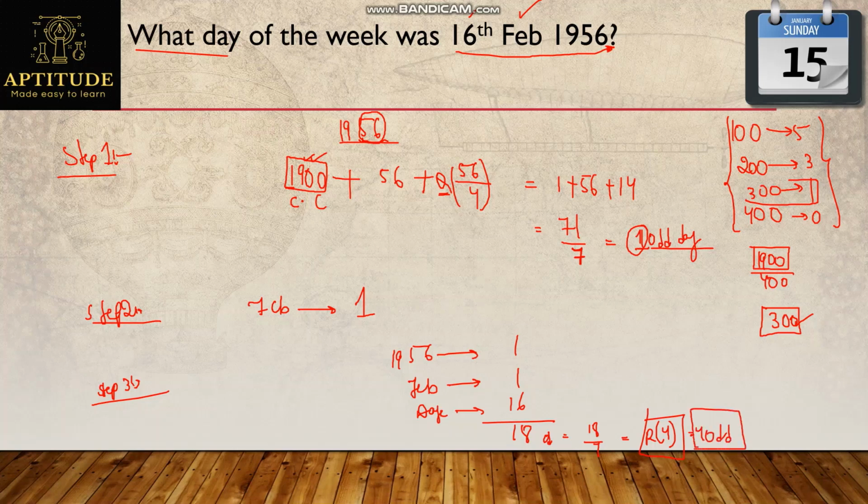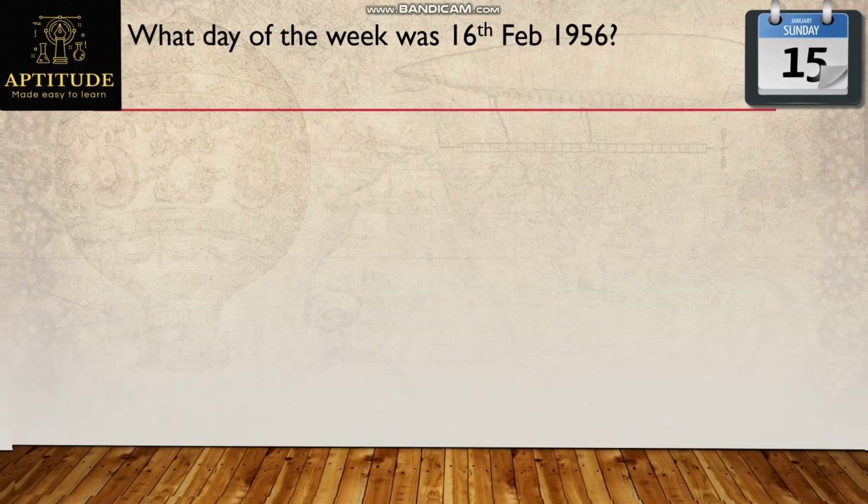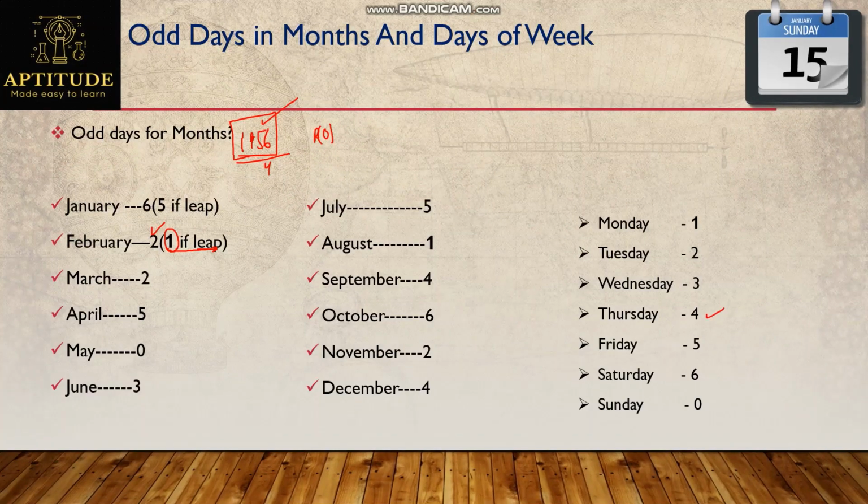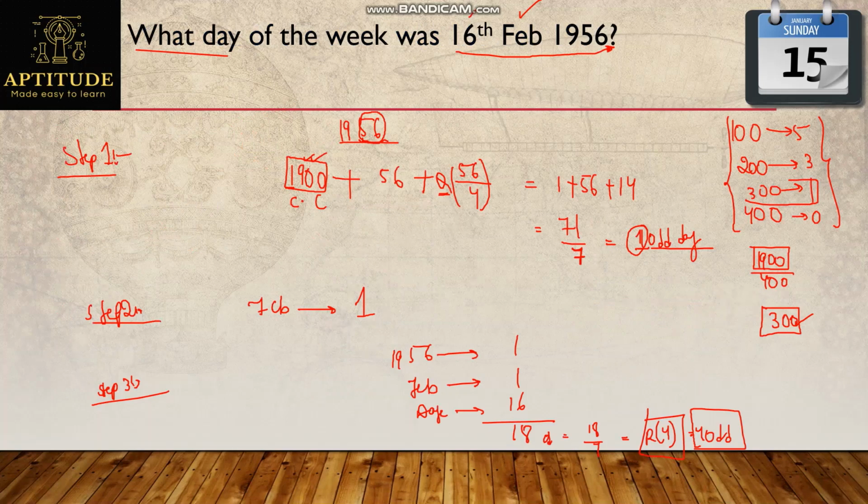So 4 odd days means the day for which the code is 4. Code 4 is Thursday. Which means the particular date, 16th February 1956, falls on Thursday. Even if you want to clarify, you can Google it and check it. We'll get exactly that 16th February 1956 is Thursday. So this is how we solve the particular days of a week. A very simple procedure. We just need to remember these particular month codes, or odd days for the months.